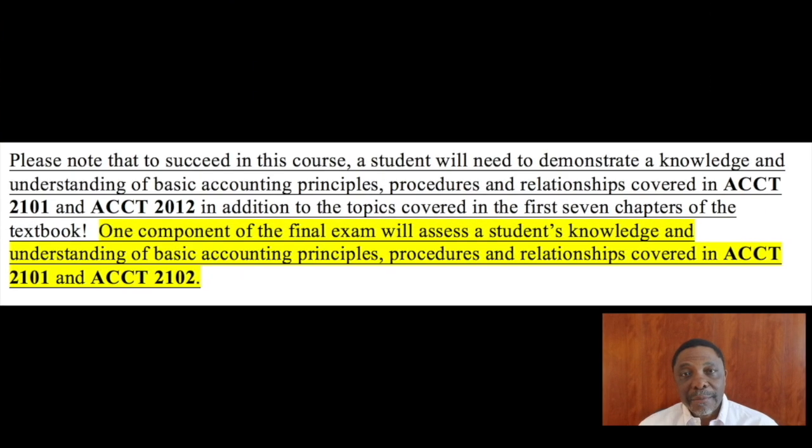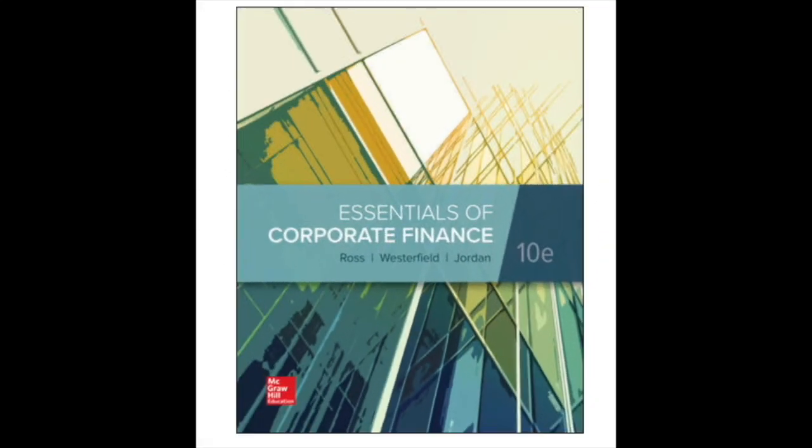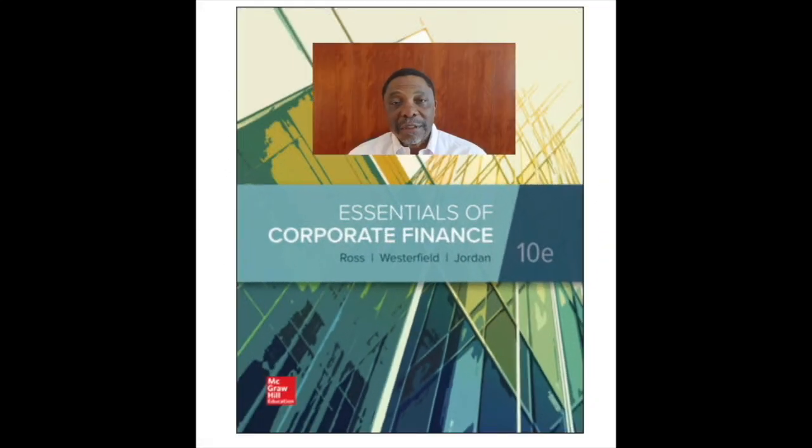The final exam consists of two components. One component will assess your understanding of basic accounting, material you should have learned in Accounting 1. And the second component of the final exam will be drawn from the material in our textbook in chapters 1 through 7. So again, there are two components to the final exam.